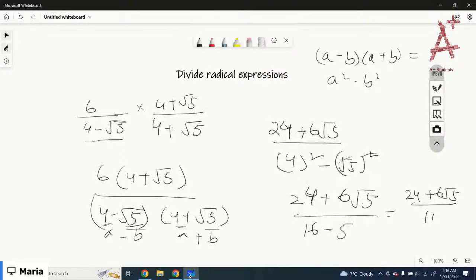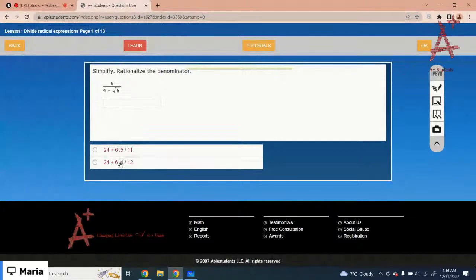See, it is simplified because you don't have any radical in the denominator. So simplifying radical expressions when dividing means you have to remove the radical from the denominator. Got it? So the correct option is 24 plus 6 square root 5 divided by 11. The first option is the correct option. Got it?